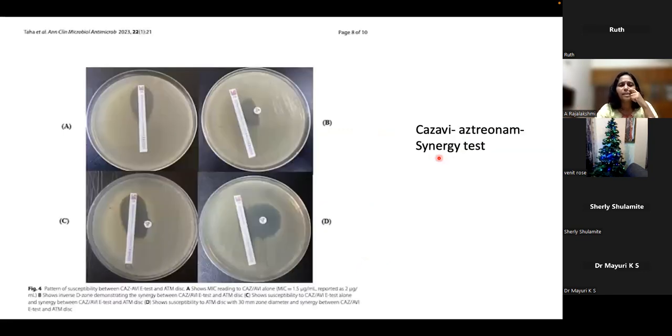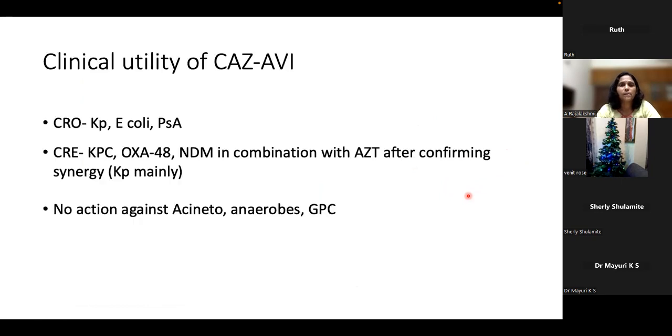And in the lab, this is tested by various methods. I'm not going into detail about looking at the synergy. Unless you have a synergy test reported, you cannot blindly go on giving the ceftazidime-avibactam plus aztreonam combination, because some of the E. coli may be resistant to this combination and it can result in failure of treatment.